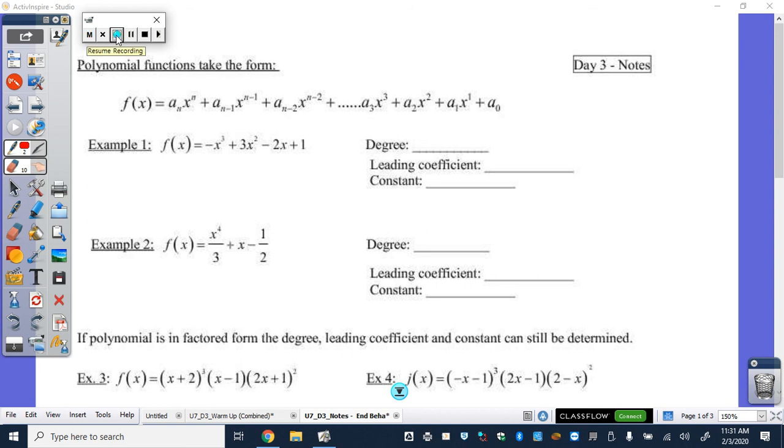Okay, so what we're going to start working on today is we need to start graphing polynomial functions without using our calculator. And I know the calculator is nice, it's helpful, but we're going to have to start practicing and learning how to do this skill without using it.